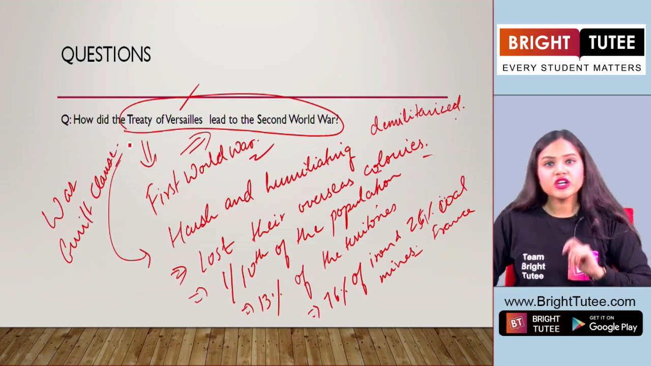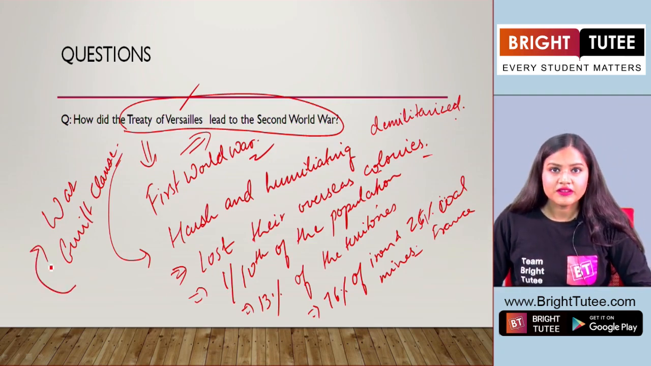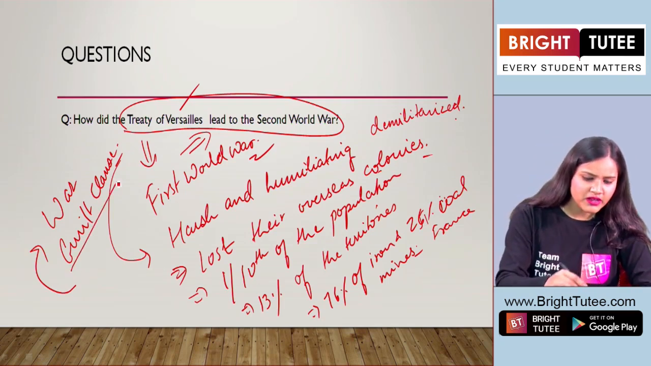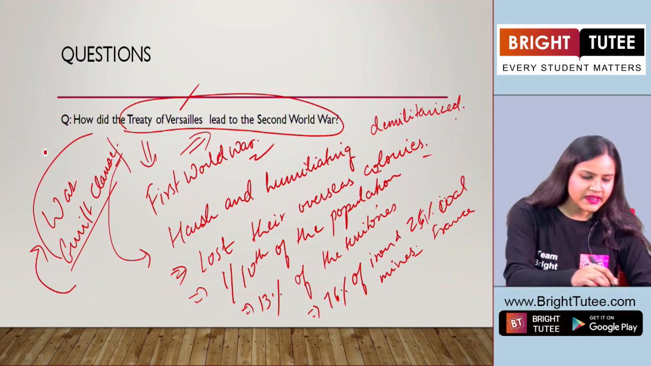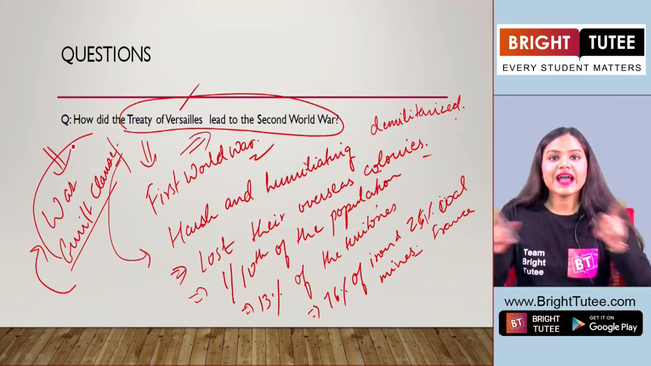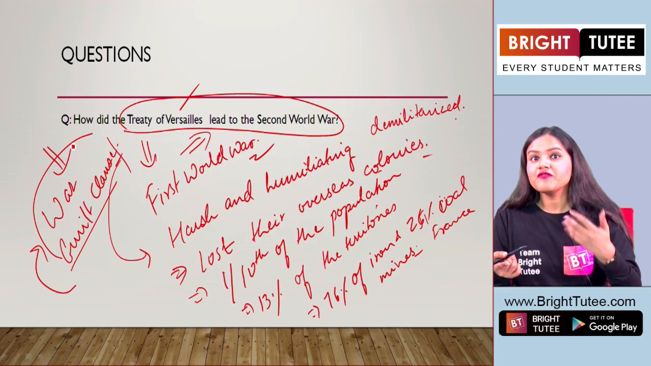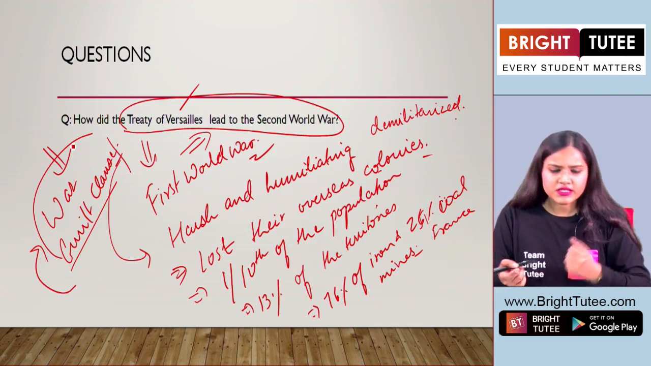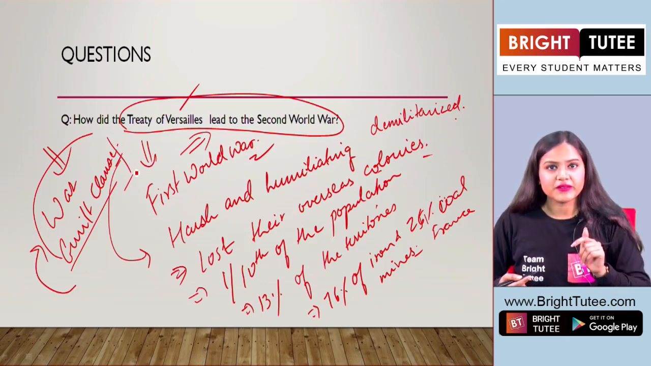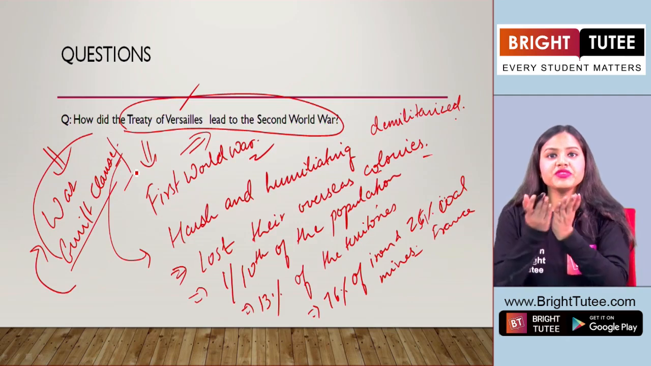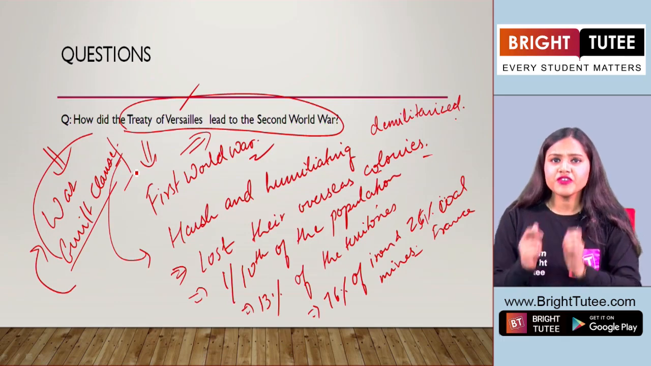according to which Germany was responsible for causing the damages in the war, right? And whatever amount the Allied powers had to suffer. So they were asking Germany to pay for the damages caused in the war. Definitely the people living in Germany were very angry, very furious with this Treaty of Versailles and the German officials who signed this treaty. Right, students?